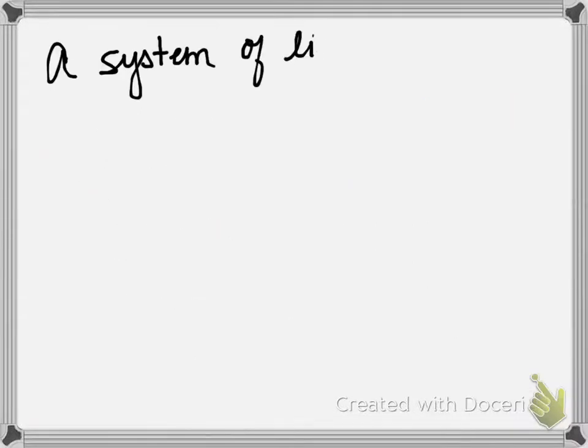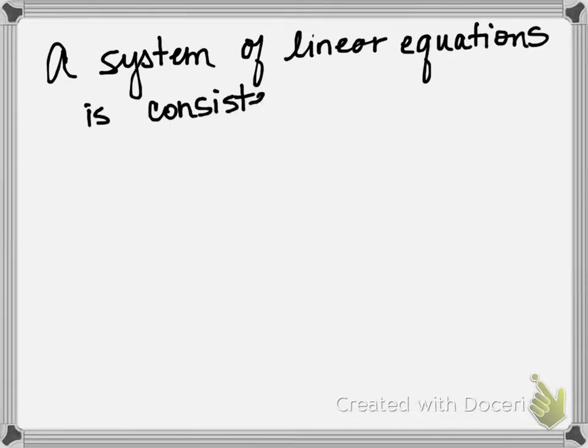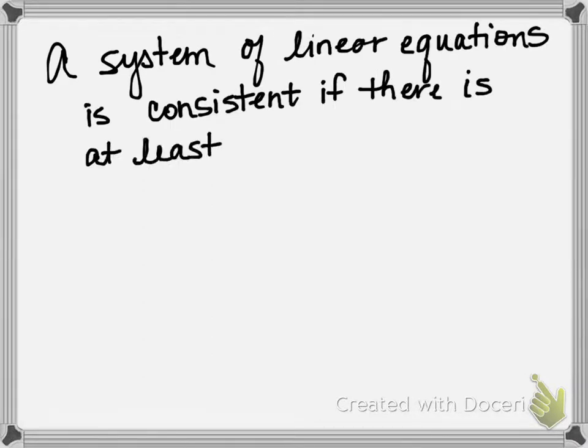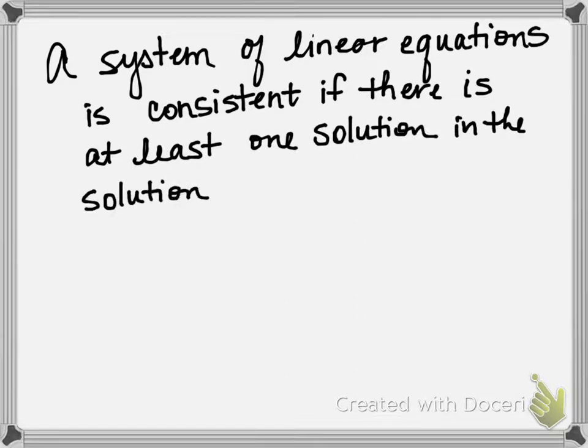So just a few more definitions for you. A system of linear equations is consistent if there is at least one solution in the solution set. So our previous example was consistent because 5, 1 was a solution. There's at least one solution to our system, and so it is consistent. Notice that sometimes I will shorten system of linear equations to just saying system, because system of linear equations gets very tedious. It doesn't mean that I'm saying something different. It just means that I'm shortening it.